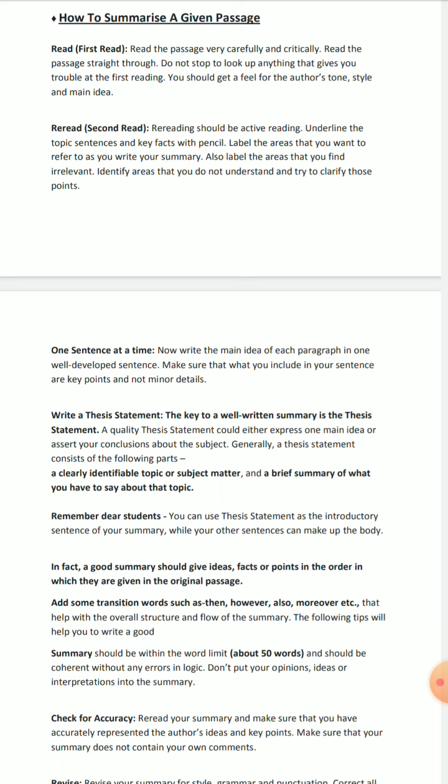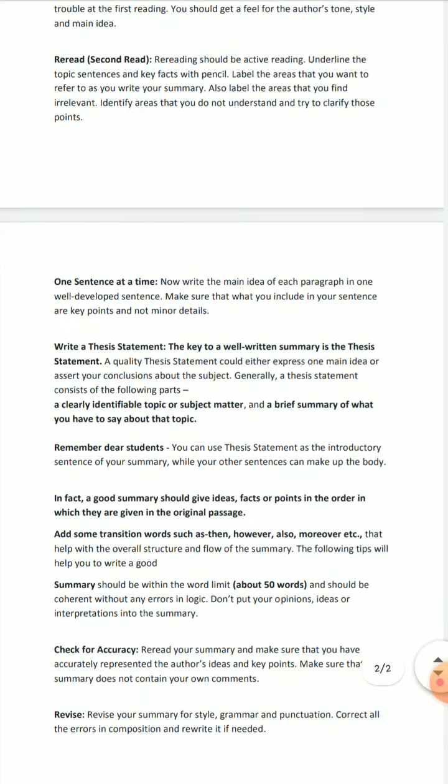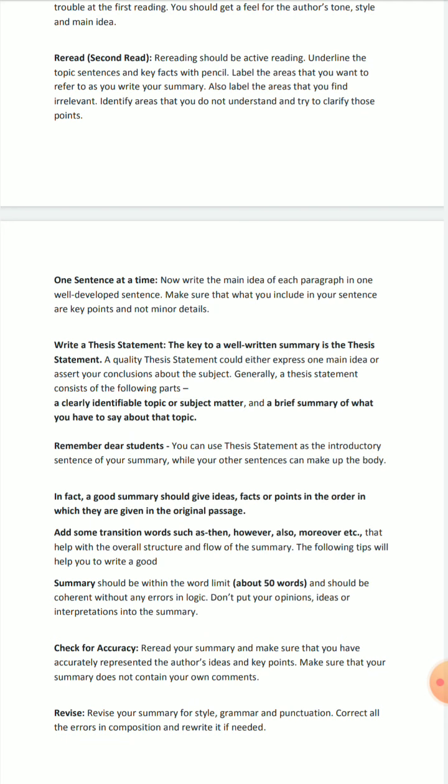You have to get an idea about the style of the author, how he writes, and about the main idea that the author is about to convey. If you can get an idea regarding all this, then the note making that you will do will be very, very easy for you. Now, one reading is not enough. You have to read it for the second time.